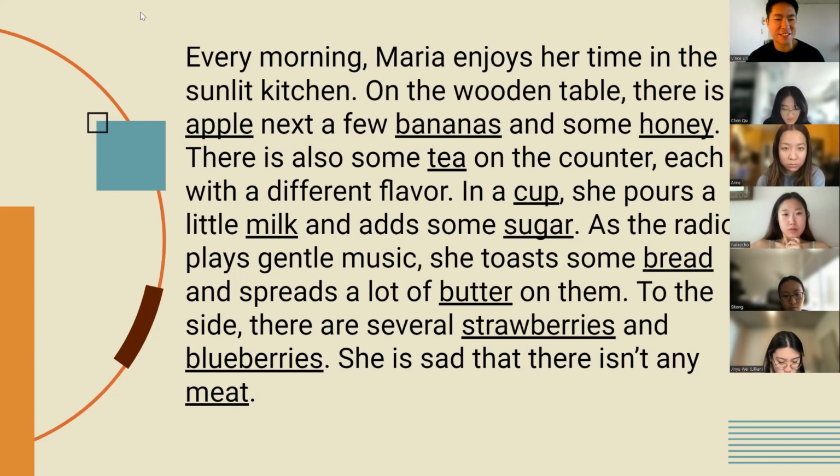So next sentence. Oh, go ahead. As the radio plays gentle music, she toasts some bread and spreads a lot of butter on it. Okay. So the first word, bread, what do you think? Uncountable. Why is it uncountable? Bread has a lot of shapes. Right, a lot of shapes. You don't really know how to count. Exactly.